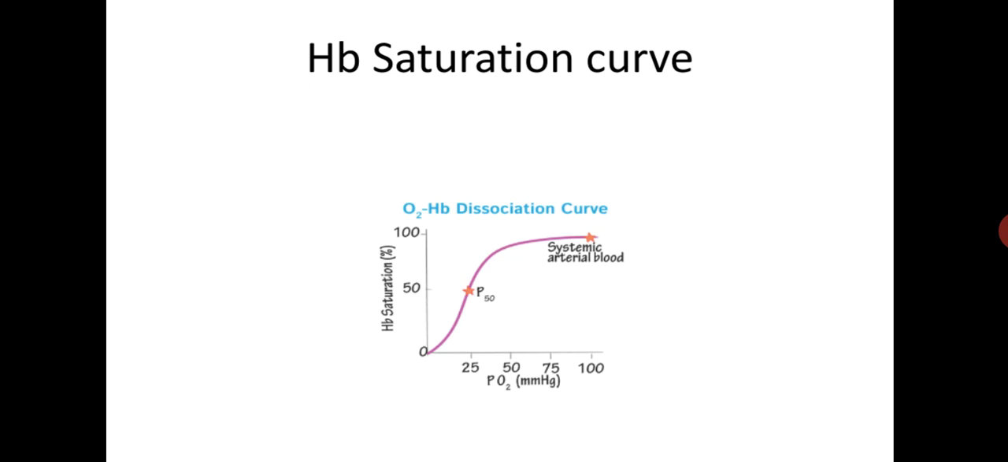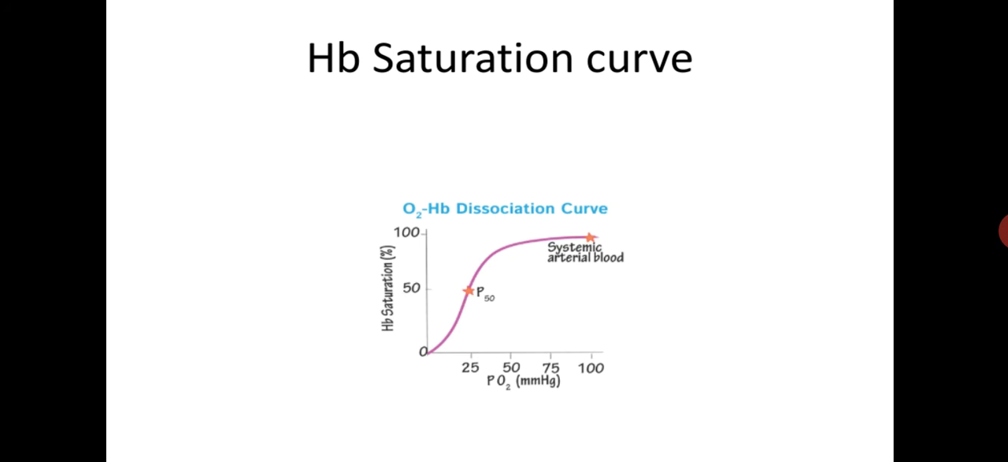This demonstrates the effect of partial pressure of oxygen on the percentage saturation of hemoglobin. This curve was created by a scientist, who exposed hemoglobin to different partial pressures of oxygen, and then determined the percentage saturation of hemoglobin at each partial pressure of oxygen. Then he read that percentage saturation on the y-axis and the partial pressure on the x-axis.